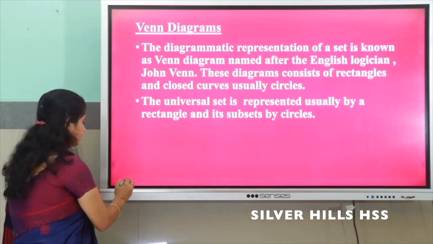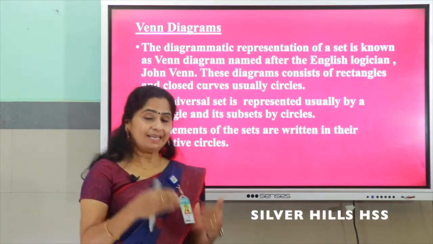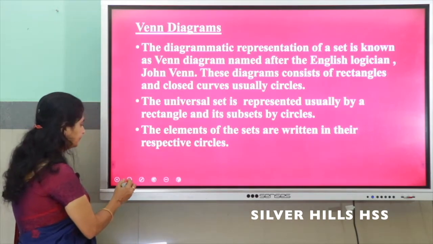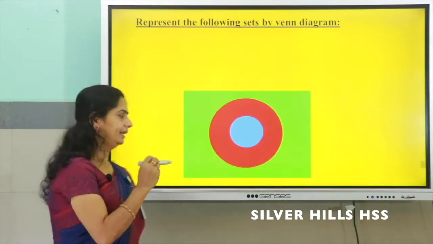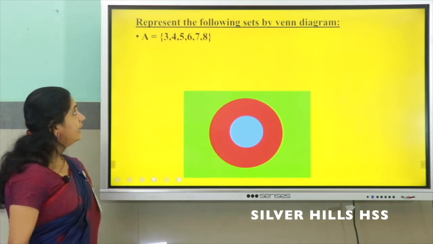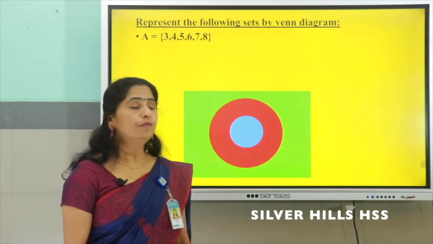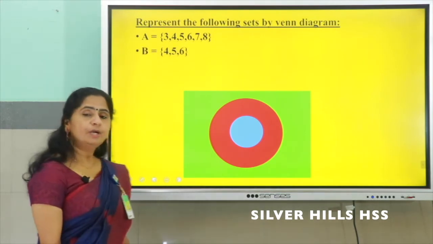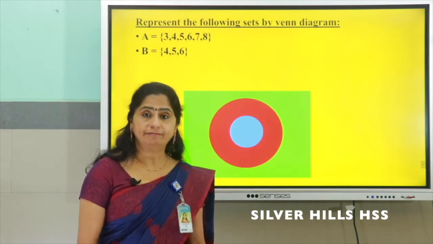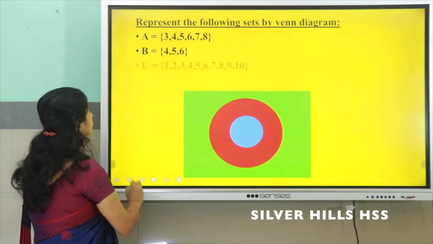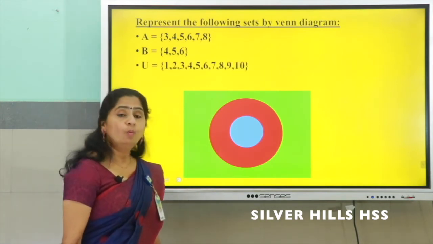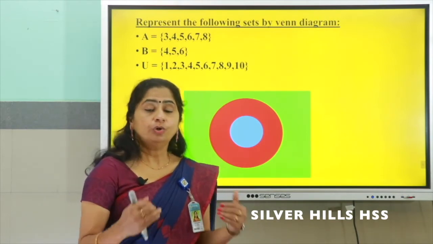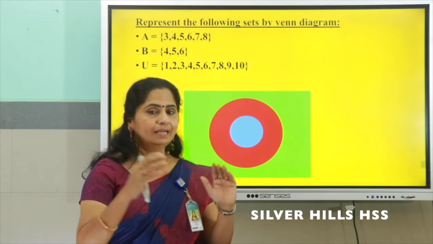Second note. The elements of sets are written in their respective circles. So, we will see an example. Represent the following sets by Venn diagram. Set A is equal to the set 3, 4, 5, 6, 7, 8. Set B is equal to the set 4, 5, 6. And U, the universal set, is the set 1, 2, 3, 4, 5, 6, 7, 8, 9, 10. So, the question is to represent these sets in a Venn diagram.